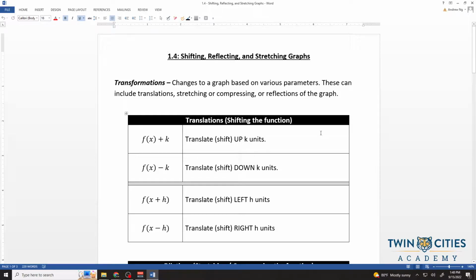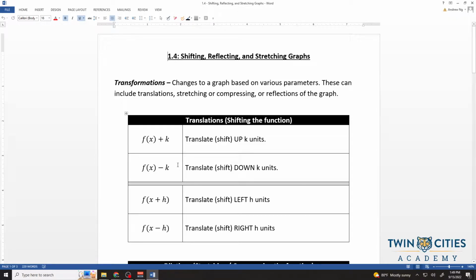Well, we could translate something upwards, we could translate the function downwards, and we could translate left and right. To do this, let's look at up and down first. If I want to shift up or down, I'm going to add or subtract some value k to the function. If I add, say, 3 at the very end of the function, that's just going to make this go up 3 units. If I subtract 2, this is going to make this go down 2 units. That's pretty intuitive. That makes sense.